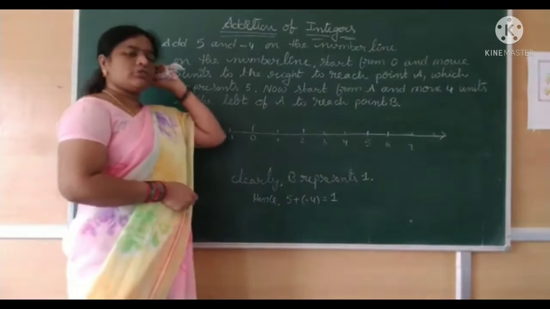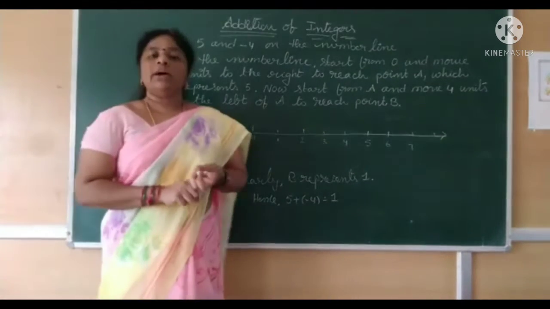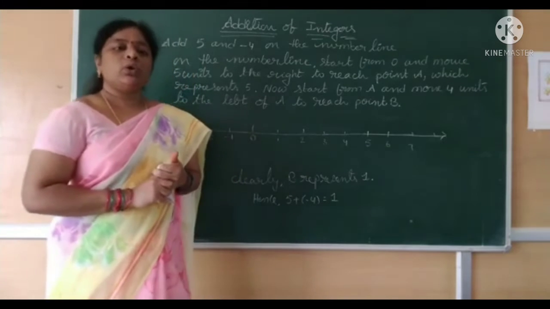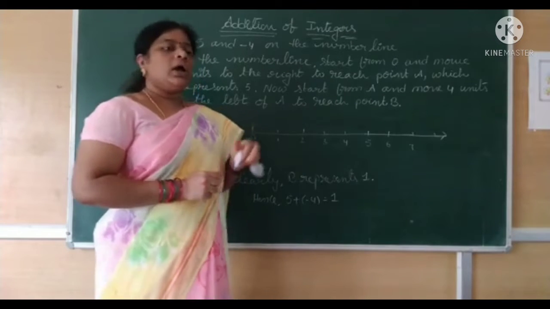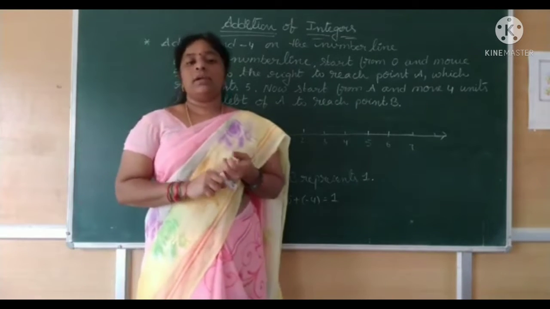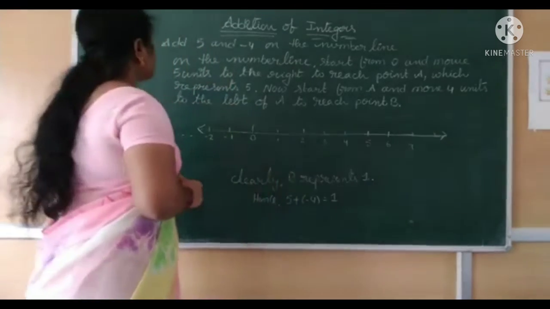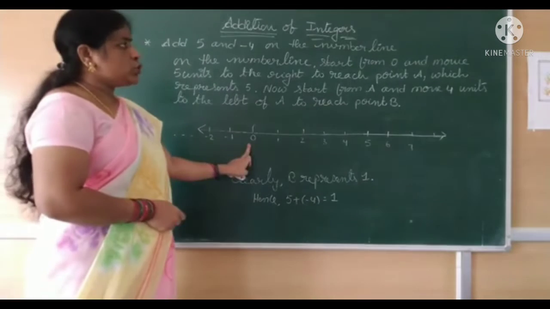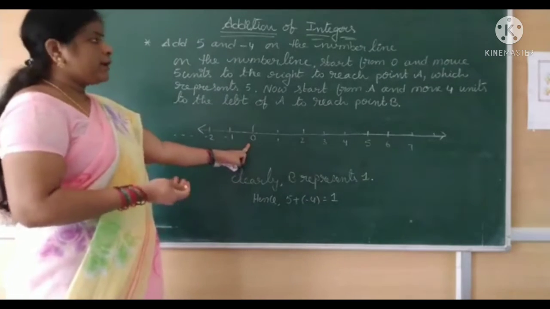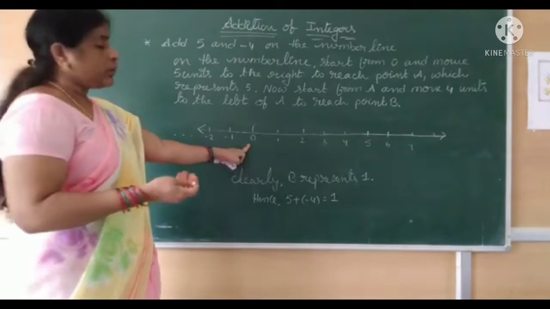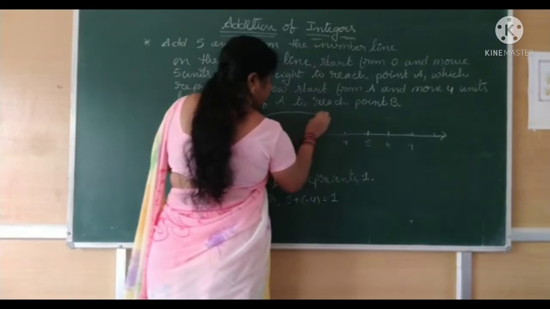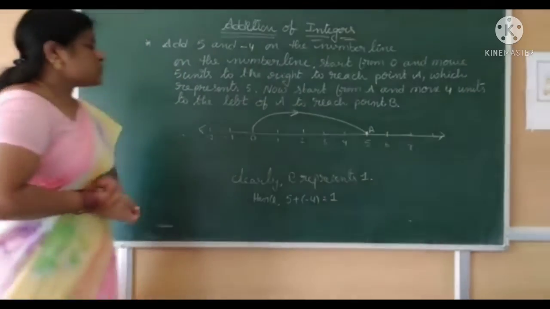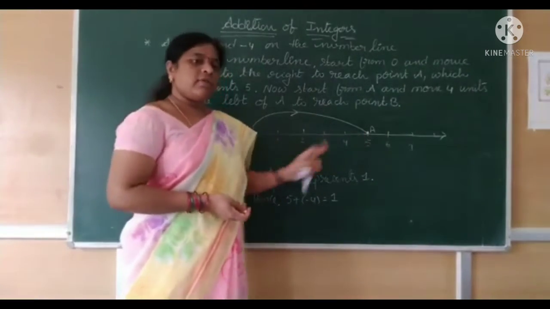Add 5 and minus 4 on the number line. Here one is a positive integer, another one is a negative integer. We know positive integers are on the right side of 0 and negative numbers are on the left side of 0. First we draw an integer number line. On the number line, start from 0 and move 5 units to the right to reach point A. A represents 5.